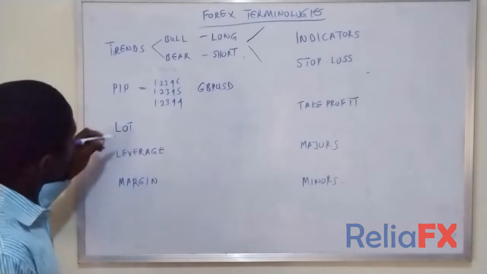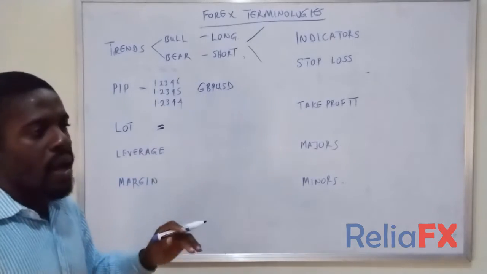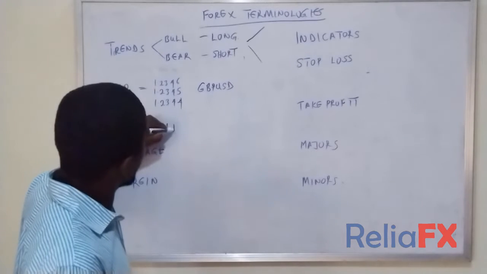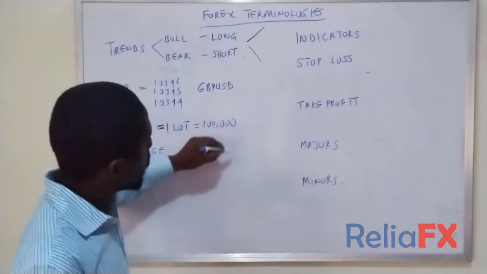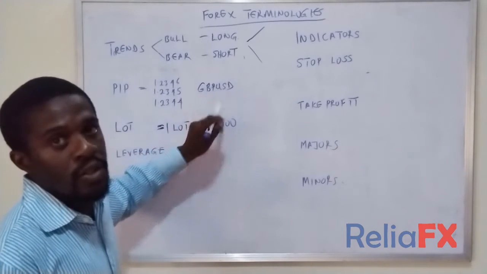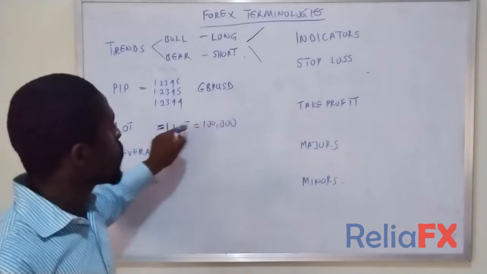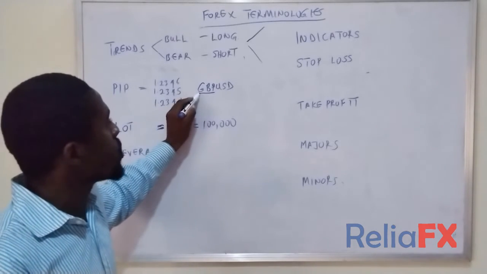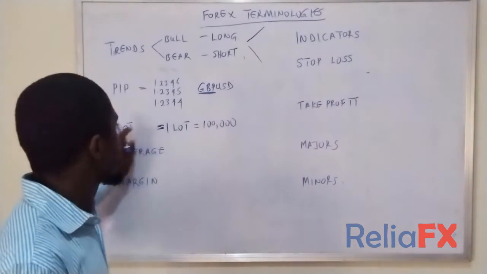Okay. Now, also understand that as far as the Forex market is concerned, one lot is equivalent to 100,000 units. 100,000 units of the currency pair you are trading. So if you are trading GBP USD, when you want to trade one lot, it means that you want to trade 100,000 units of this particular pair. All right. So that is one lot.